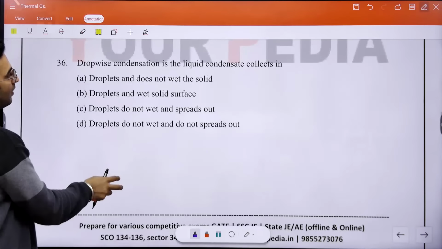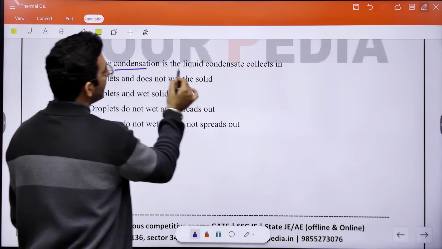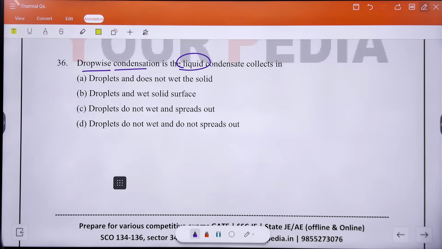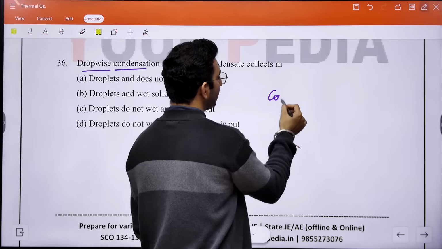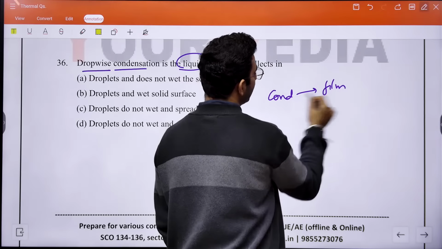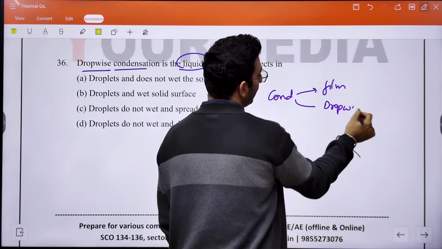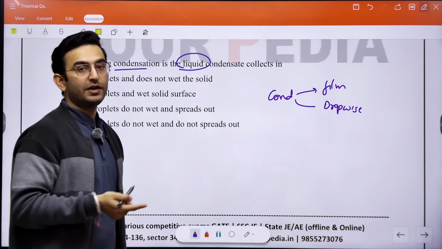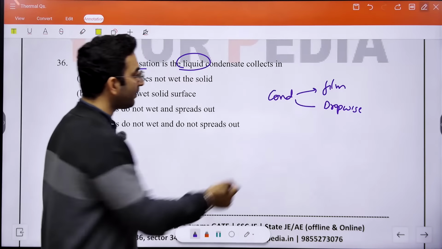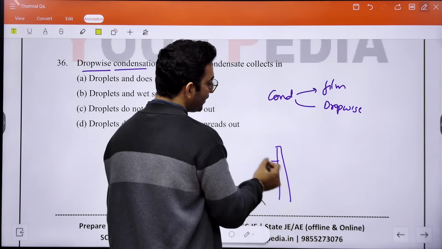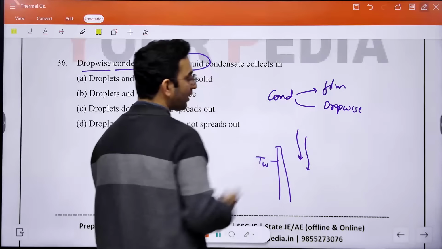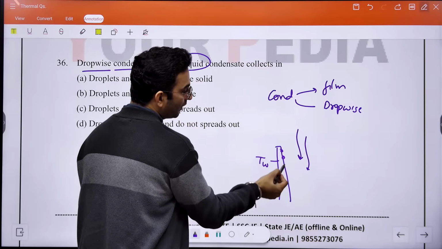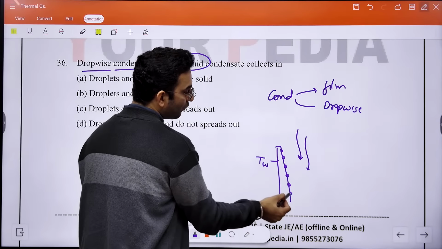Next. Drop-wise condensation is a liquid condensate collects in... What can be the answer here in this case? Remember that whenever we study condensation, there are two types. The first one is film condensation and the second one is drop-wise condensation. During the starting of the condensation heat transfer, always drop-wise condensation takes place. What is the meaning of drop-wise? Here we have a surface which is at a lower temperature than the surrounding fluid. As the fluid makes contact with the surface, the drops get condensed over the surface. The condensation begins and the droplets start to form over the surface here.